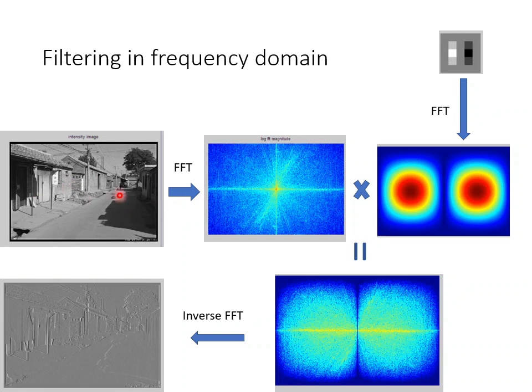Given an input image, we convert the image into the frequency domain using the fast Fourier transform. And given the image filter, we also convert it to the frequency domain. Then remember, the convolution in the spatial domain will be the product of their individual Fourier transform results. So we multiply this image by this image point by point. This is the generated result.